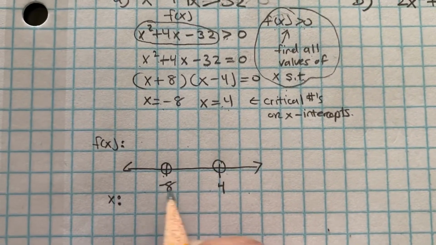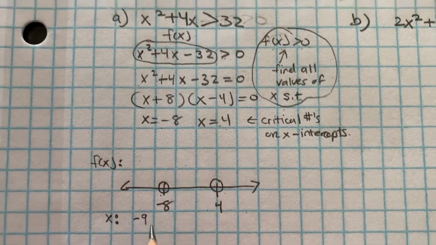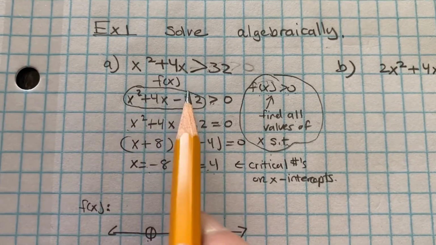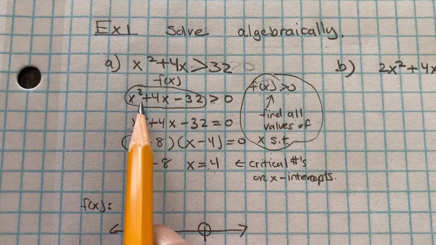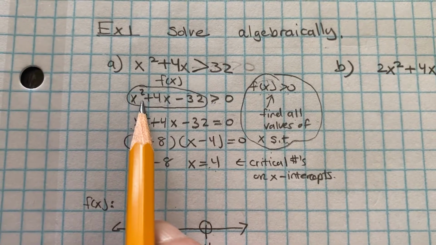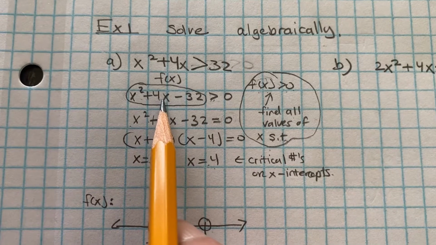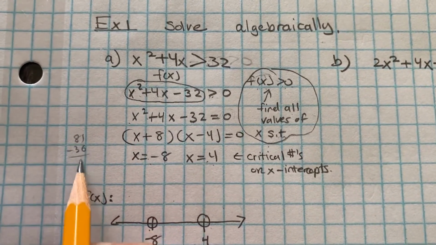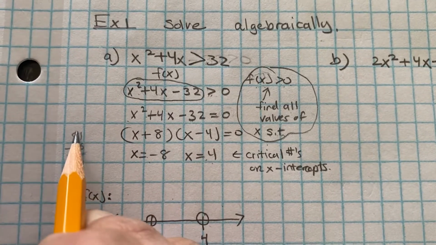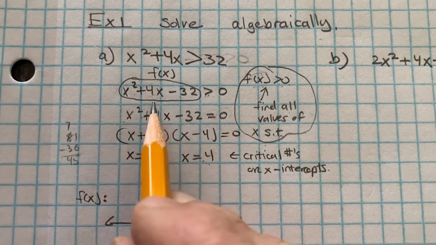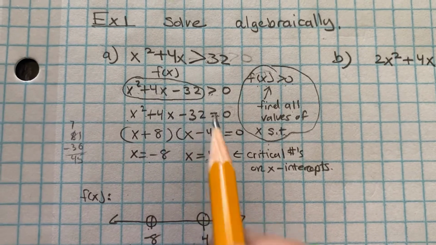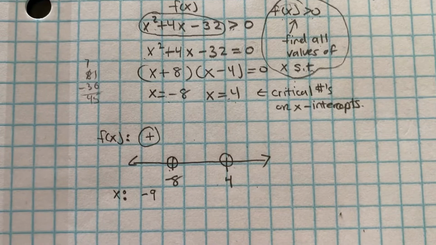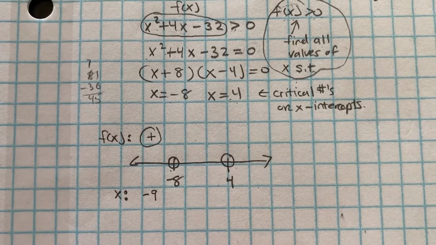Okay, so a number to the left of -8, maybe try -9. And where am I plugging in -9? I would plug it into this expression right here. So just doing some mental math, you're going to have positive 81 minus 36. 81 minus 36, right? What is that? That's 45, right? 45 minus 32. That's going to be a positive number. So all I care about is the sign, not the actual number.